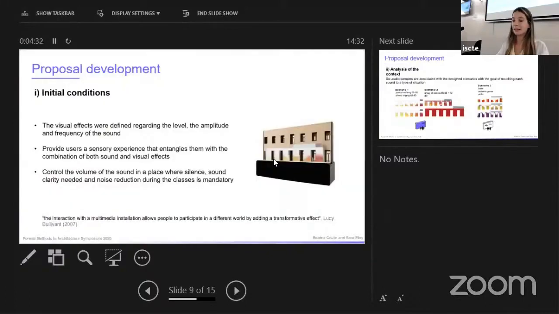But the main and initial conditions of the proposal here is that the visual effects were defined regarding the level, the amplitude, and the frequency of the sound. It provides the users a sensory experience that entangles them with a combination of sound and visual effects. And it aims to control the volume of the sound in a place where silence, sound clarity were needed, and noise reduction during the classes was mandatory.